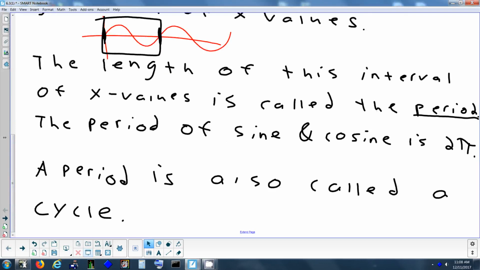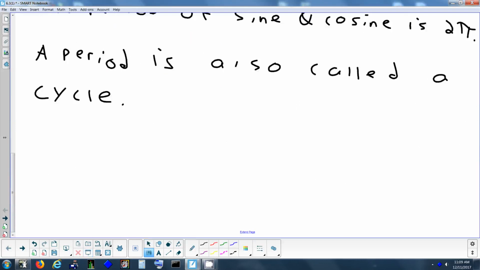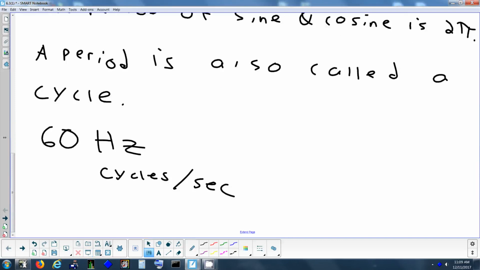If you do anything with electricity, has anybody studied Hertz? Maybe you know Hertz. Yeah, Hertz stands for cycles per second. So with electricity, like the kind in this room, not the kind in your car, that's direct current. I'm talking about alternating current. Alternating current runs at 60 hertz. So what that means is the electricity cycles 60 times up and down in 1 second.